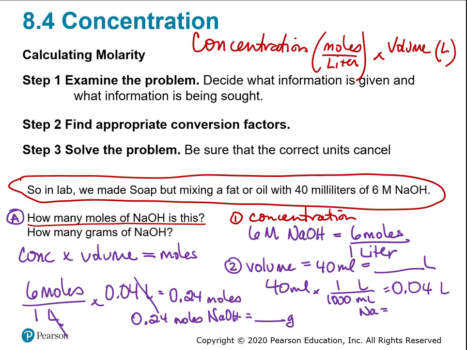It's 22.9898, which rounds to 23. So sodium is 23, and there's only one of them because it's NaOH. Then oxygen weighs, round it to 16. And then the hydrogen weighs 1. Right, so 23 plus 16 plus 1, add these up, is 40.